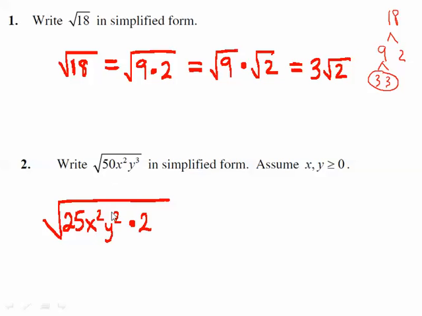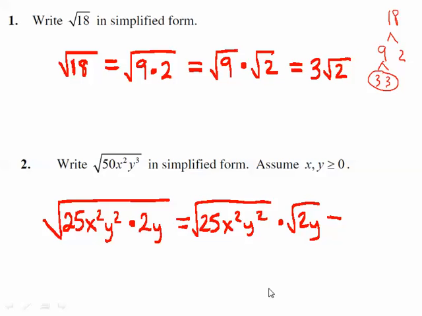X squared is already there. We need an extra y over here. Remember, because when we multiply numbers, we add exponents. Split them off into 2 different pieces here. So 25x squared, y squared on one side, and 2y on the other. And eventually that becomes a 5. That's just an x. And that's just a y. And then we got the leftovers over there.